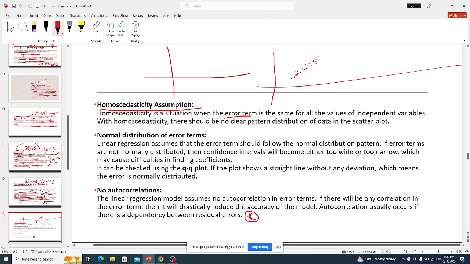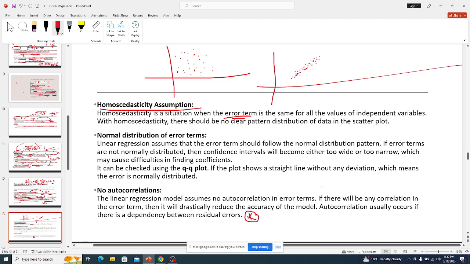So we are talking of homoscedasticity, that is the error term. In this case, we also have another distribution here. Let's assume this is the distribution of the error terms. Your error term should not have a clear pattern when we plot it.